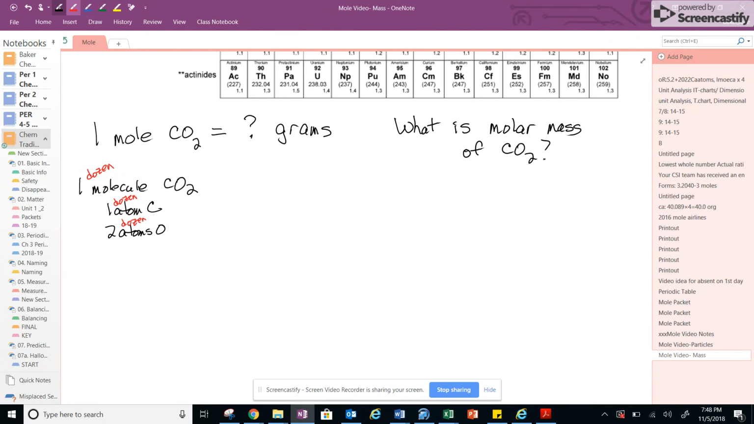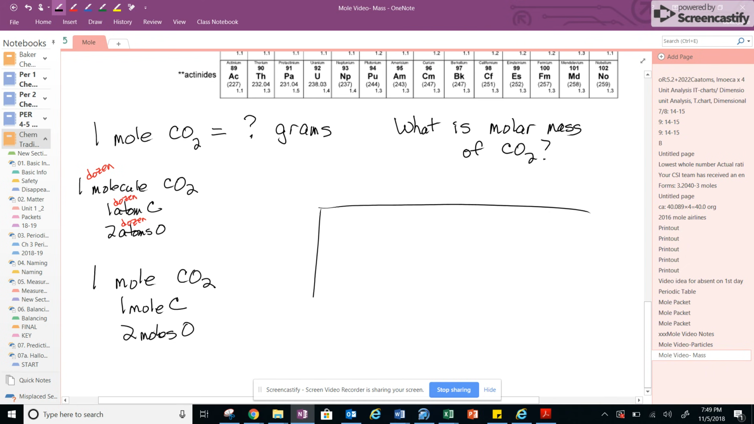Well, what are we doing? We are chemists. We're going to use a chemist's counting unit. So if I have 1 mole of CO2, it will have 1 mole of carbon in it and 2 moles of oxygen in it. I know how to figure out the mass of 1 mole of carbon, and I can figure out the mass of 2 moles of oxygen as such. So here's what I'm going to do.